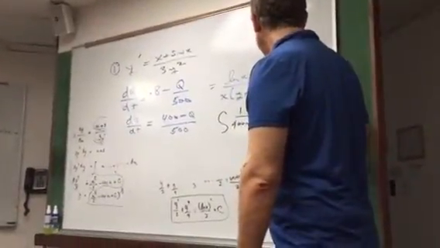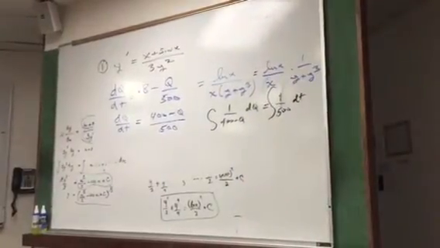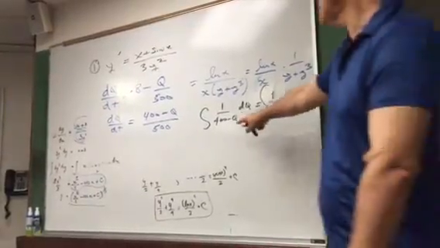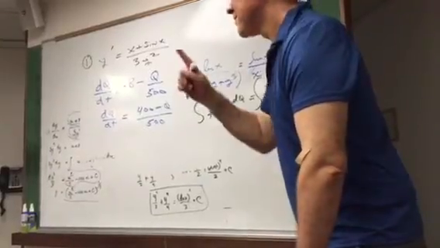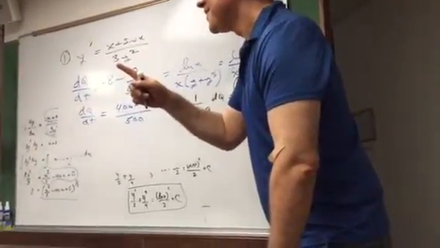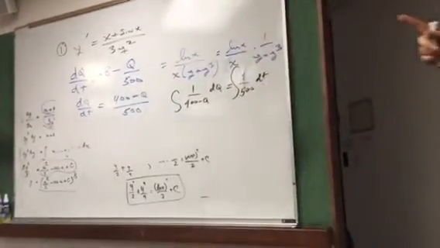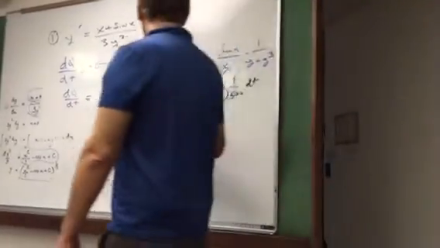What is this, just 1 over 500 dt? Okay, so what do we get? What's the antiderivative here? ln minus Q, absolute value. Close. What about the compensation for the chain rule? Negative, minus ln.